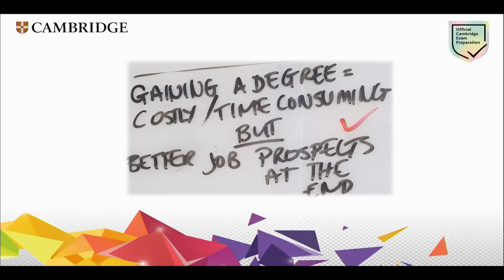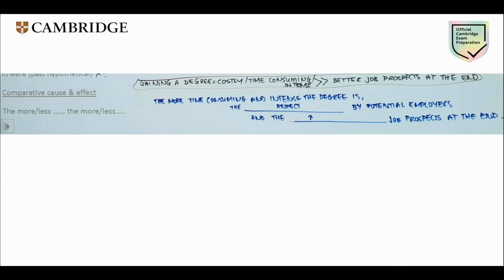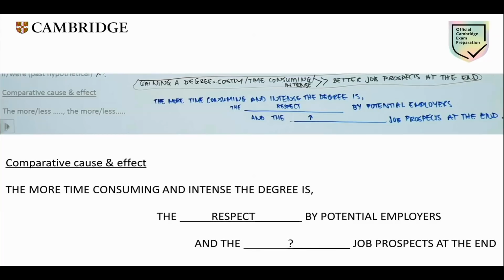Here's another one. This was a high-level class, okay? I'm not going to show you absolutely everything from the board, because again, we haven't really got the time. But this is what I pushed them to try and do. I put that on the board there. The more time-consuming and intense the degree is, the... transform this. How do we get that to work in this sentence? And really getting them to think about the language that they're using.